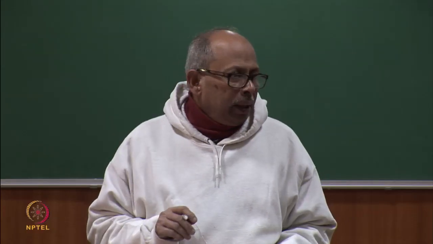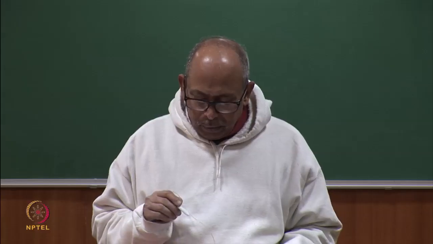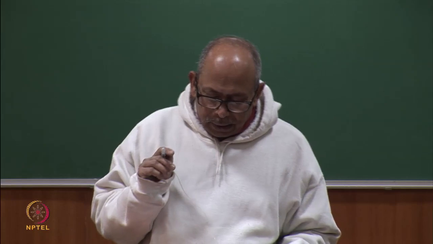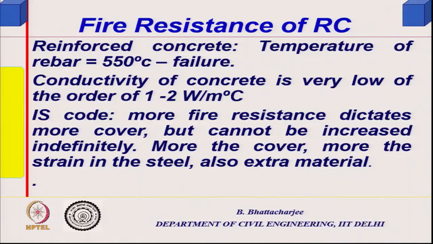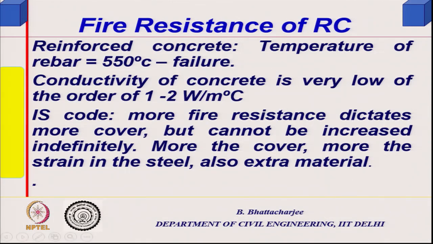If you look at concrete, as I said, it is relatively complex. So, there are some empirical methods, semi-empirical methods, right. Essentially this is the amount of heat stored. Again, we assume that for reinforced concrete, the temperature of rebar is 550 degree centigrade at failure, 550 degree centigrade at failure.